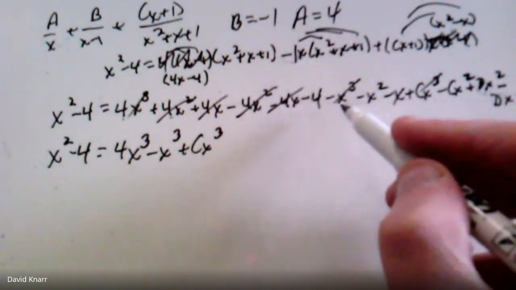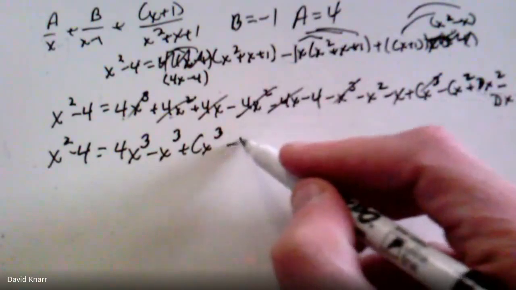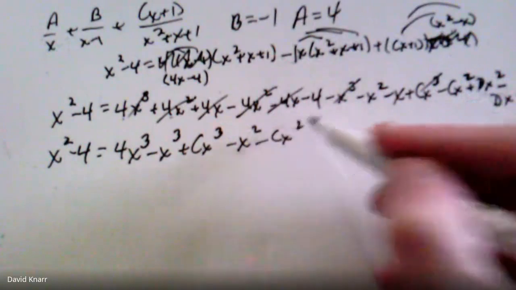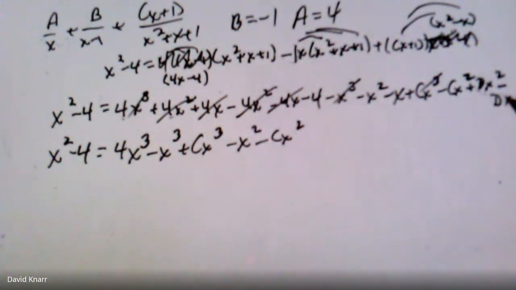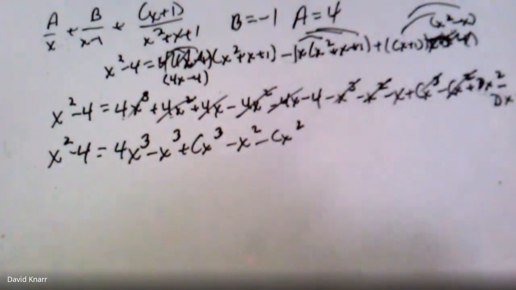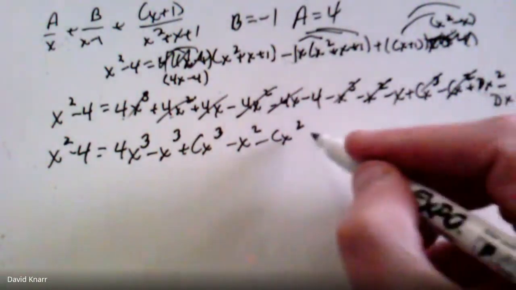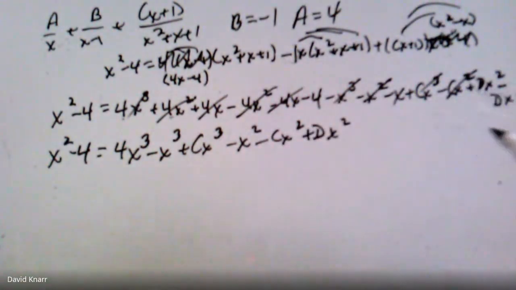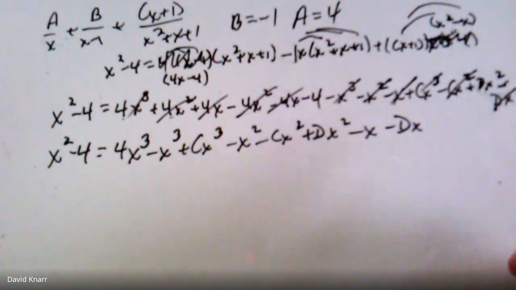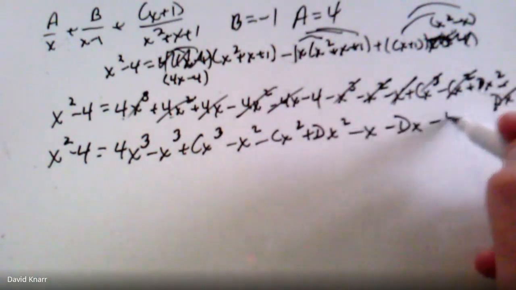Okay, now let's go to the x squareds. We have a negative x squared, and we also have a negative cx squared. Right, that and that. And then we have also a dx squared plus dx squared. All right, let's put that there as well. And then we have minus x and a minus dx. And we have a minus 4.